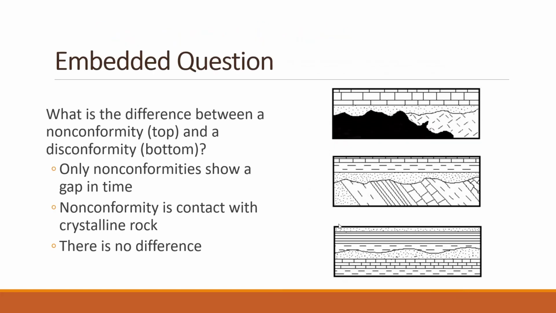So what is the difference between a nonconformity at the top and a disconformity at the bottom? Well, I told you all unconformities are a gap in time, right? The difference between a nonconformity and a disconformity is that nonconformities are crystalline rock in contact with sedimentary rock. Disconformities are sedimentary rock set over top of sedimentary rock.